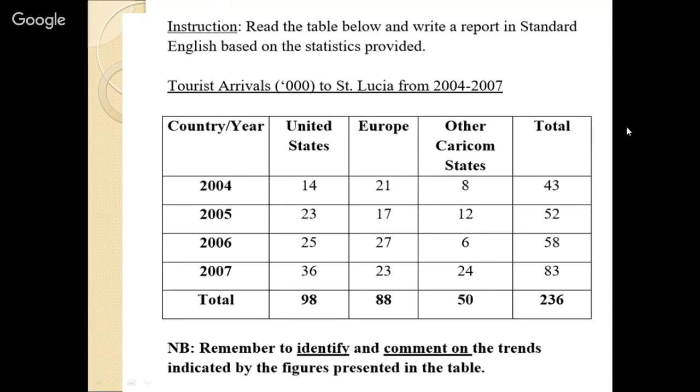Right, good. Let's go again for the other CARICOM states. What do we say about that? Other CARICOM states, what would be the trend? Fabulous. And we're looking at 8, 12, 6, 24.